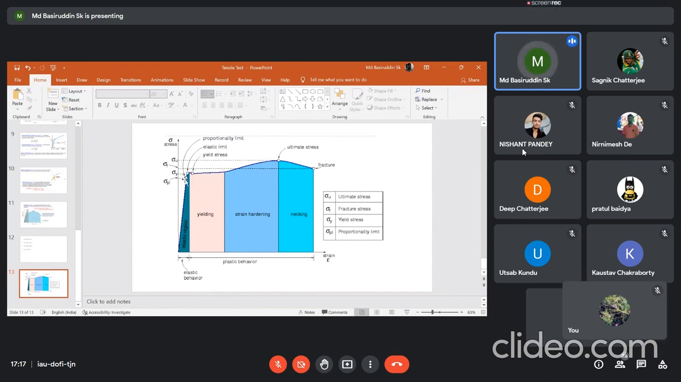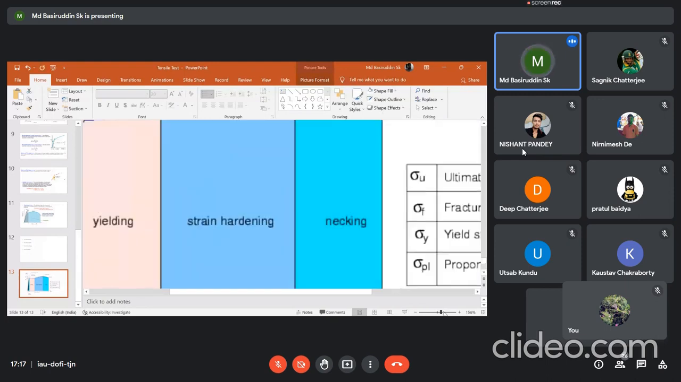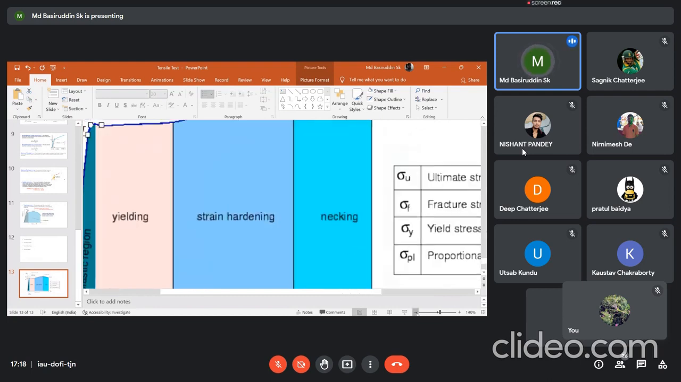So for this type of curve, you will find two yield stress values: one is the upper yield stress and the other is the lower yield stress. If you zoom in on this zone, in certain cases you will find that at one position the stress is relatively high, but at another position the stress is low. That is why you find the upper yield stress as well as the lower yield stress.